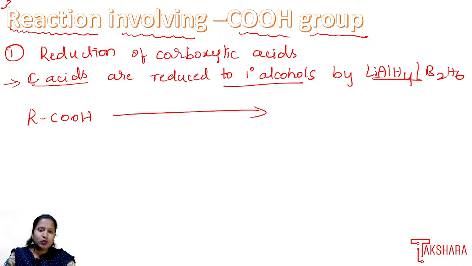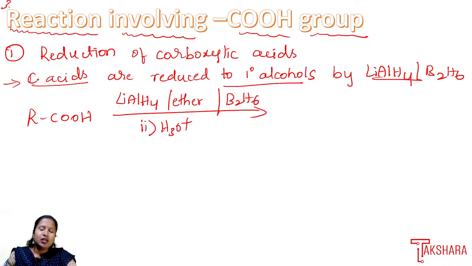When it undergoes reduction in the presence of lithium aluminum tetrahydride in ether solution, or B2H6, that is diborane, and also in the presence of H3O plus, what product do we get here?